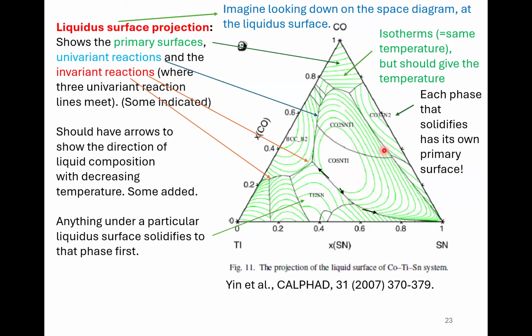And between two liquidus surfaces for different phases, you have a univariant line. And where you have three of them meeting, you've got an invariant reaction. It goes back to that phase rule, okay? And these green lines are isotherms. They're at the same temperature. So this is very useful because if I plotted a composition on there, I could work out how it solidifies.